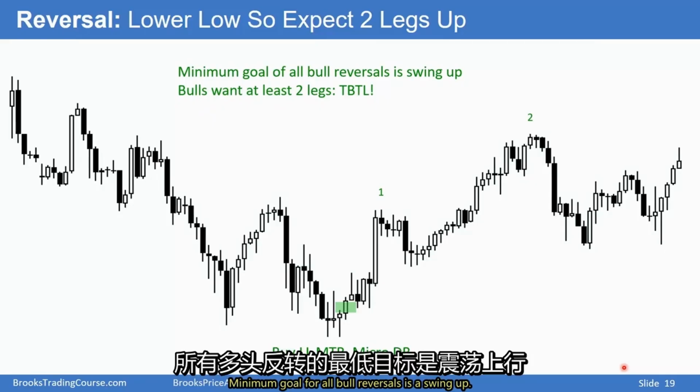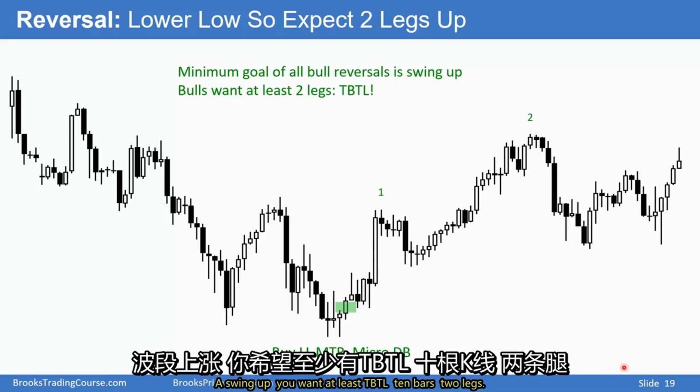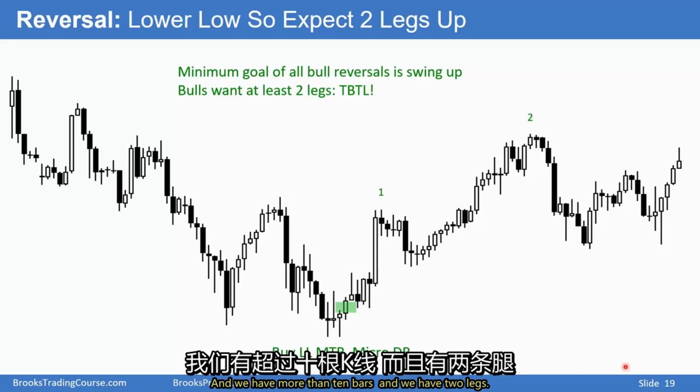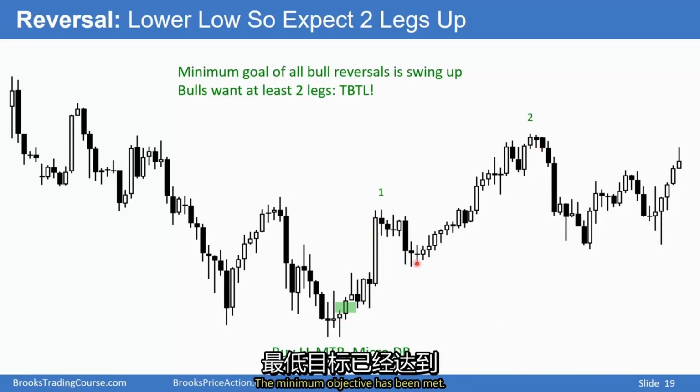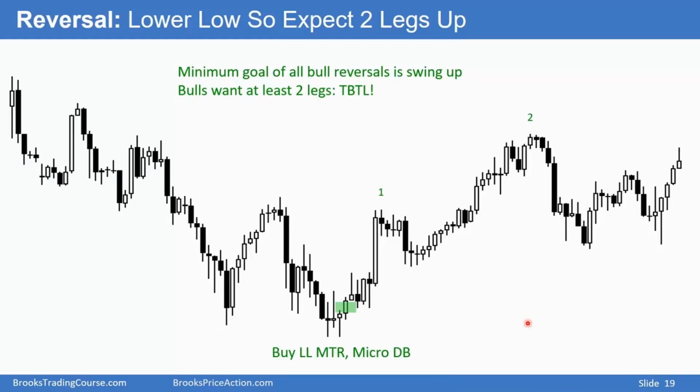Minimum goal for all bull reversals is a swing up. A swing up, you want at least TBTL, 10 bars, 2 legs. And we have more than 10 bars and we have 2 legs. The minimum objective has been met.